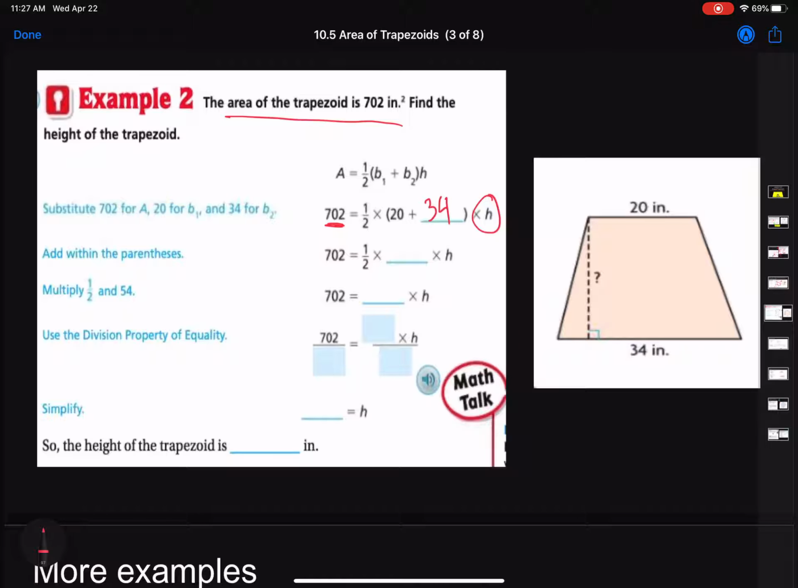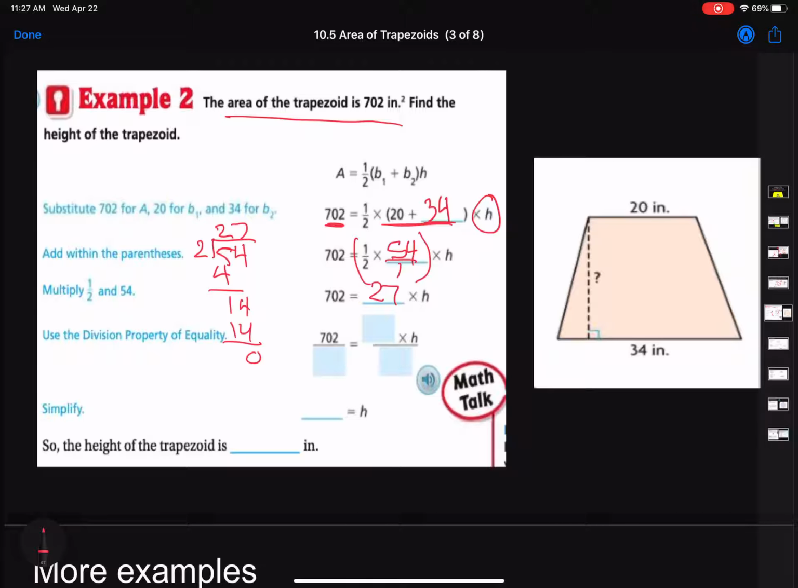So h is missing. You're still going to add up your two bases. So you're going to go 20 plus 34, and that's going to be 54. Now you need to simplify the 1/2 times 54. Remember, all that means is that you're halving 54. Divide 54 by 2. Find out what half of 54 is. It's going to be 27. So you're going to put 27 here.